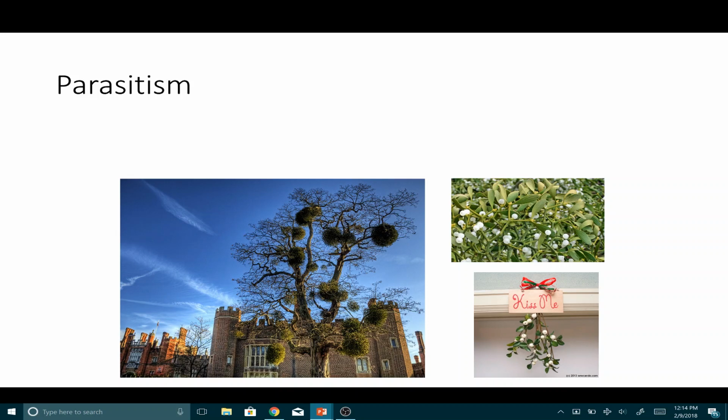Parasitism. This is probably the most exciting example of a symbiosis. Usually the organism lives in or on a host, and that host then is harmed. And parasites typically get nourishment from the host.